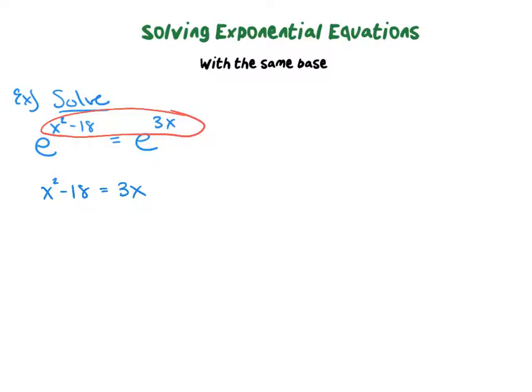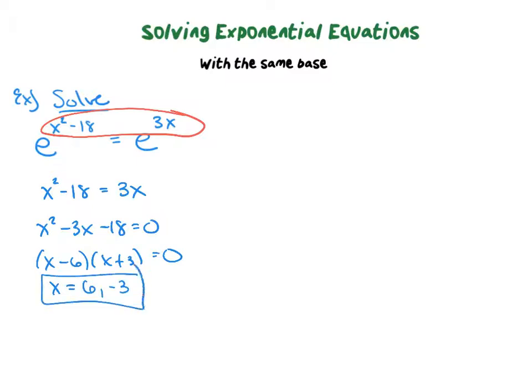Since I have an x squared, I want to get it equal to 0. So x squared minus 3x minus 18 equals 0. And that factors really nicely. X minus 6, x plus 3. So my two solutions for x are x equals 6 and x equals negative 3.